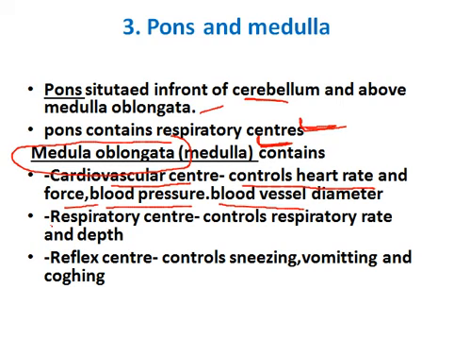Then the other one is respiratory center. This is also very important, because it controls your respiratory rate, and the respiratory center is in medulla oblongata. Then reflex center means sneezing, vomiting, and coughing. All these centers are in medulla oblongata. So please remember these 3 points: cardiovascular center, respiratory center, and reflex center are in medulla. Some people may have doubt that pons also has a respiratory center. Yes, pons also has some respiratory center. But specifically, I say it is in medulla oblongata, and in pons also we can see some respiratory center.